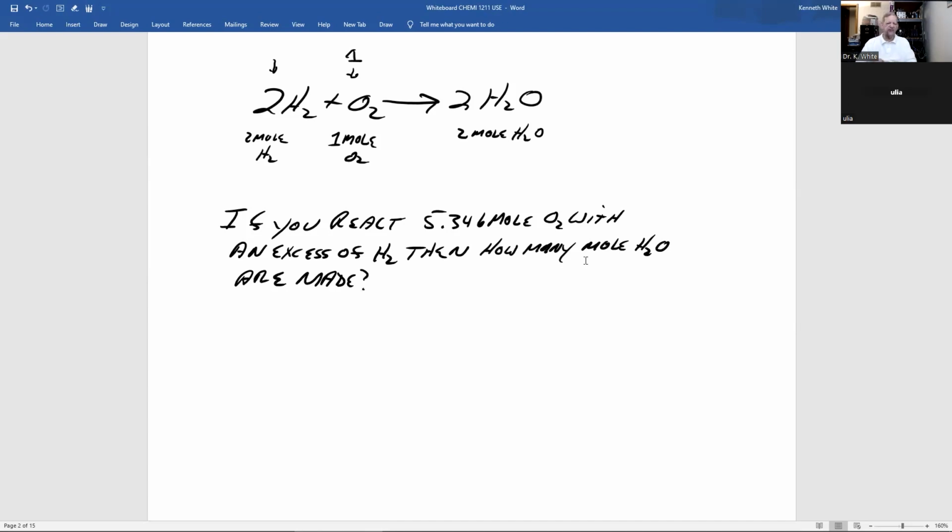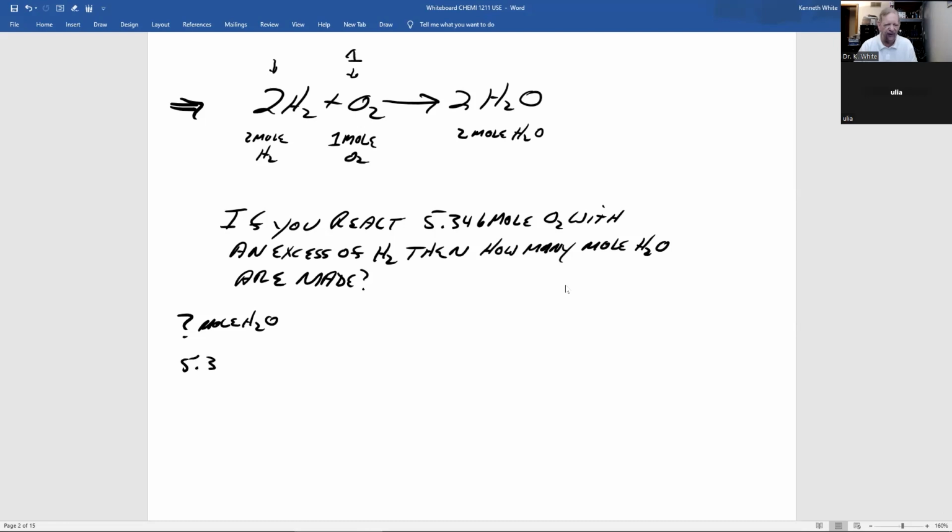All right, let's look at this problem. If you react 5.346 moles of oxygen gas, O2, with an excess of hydrogen gas, H2, then how many moles of water, H2O, are made? And for this problem, you are also given the balanced chemical equation. Now, the first thing is, and I'm going to do this one, but I'm going to share and let you try one too. What are you being asked to find? How many moles of water are you going to make? Moles of water.